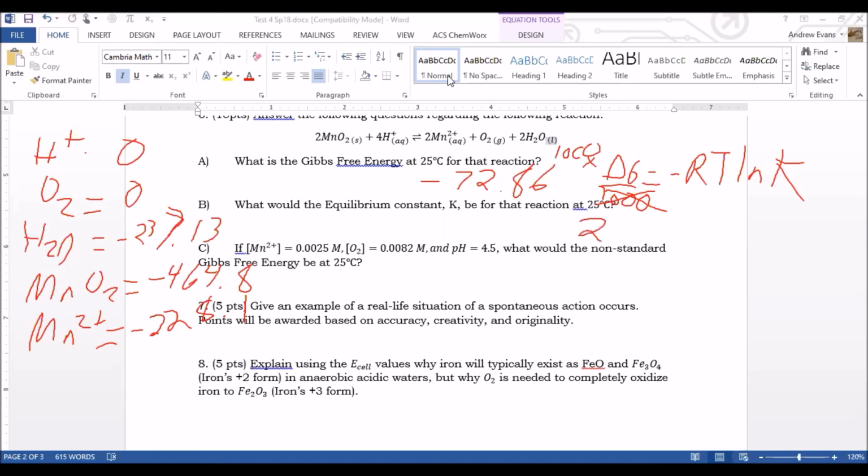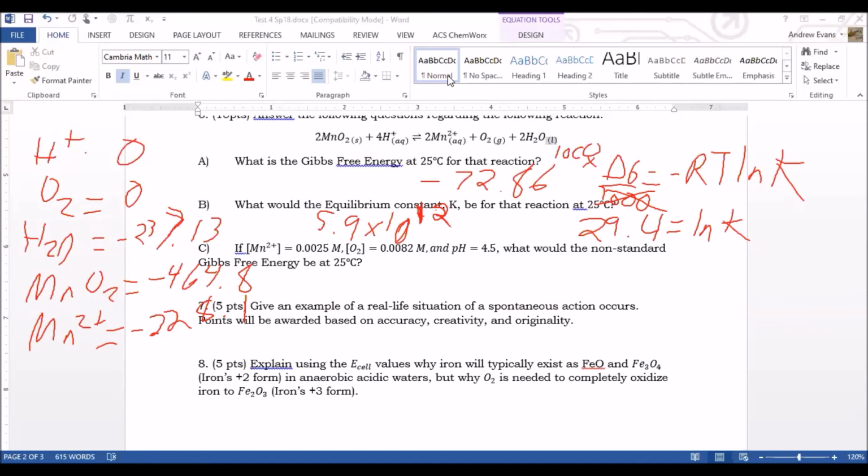I get 29.4 equals ln of K. And I inverse log that to get what is my equilibrium constant for this? 5.9 times 10 to the positive 12. Sorry, 10 to the positive 12. Spontaneous reaction is product favored.